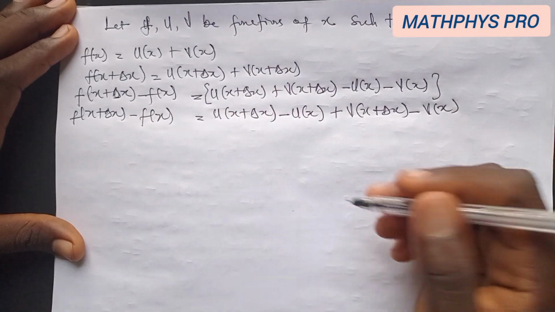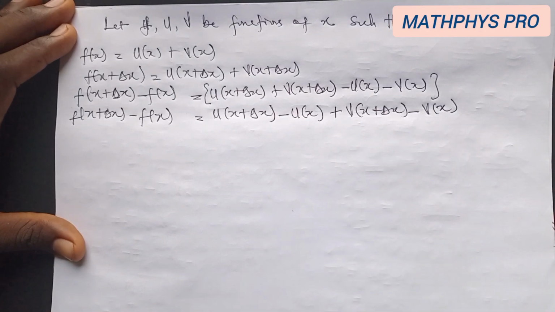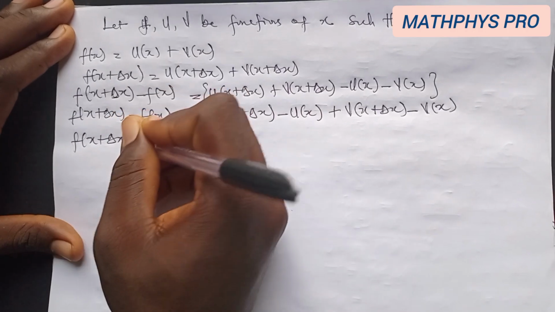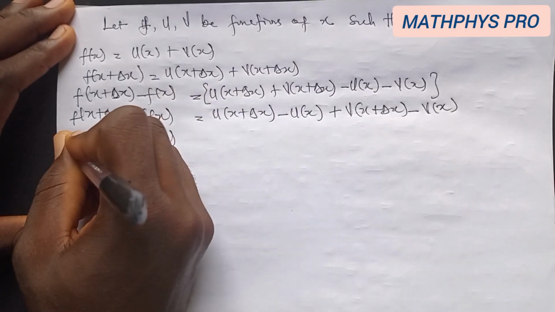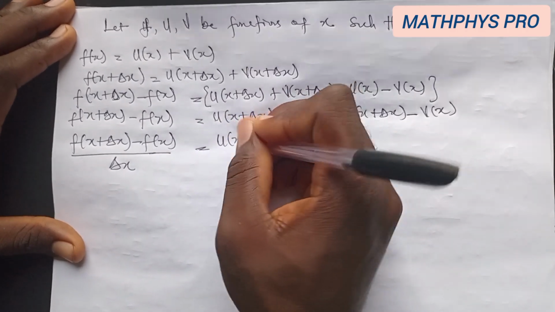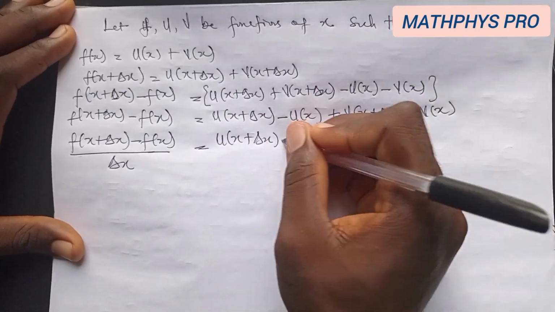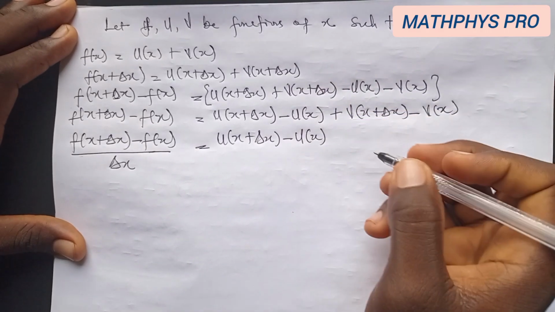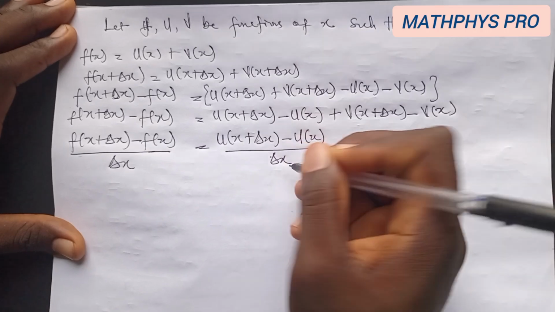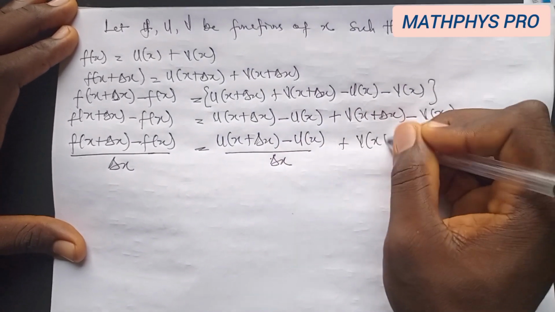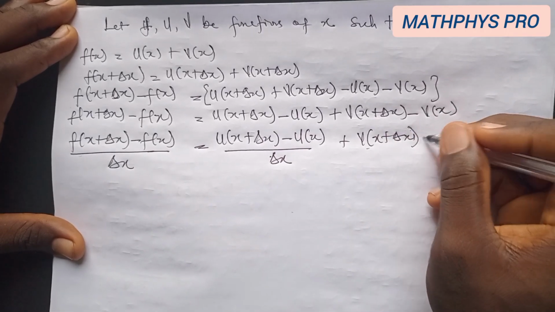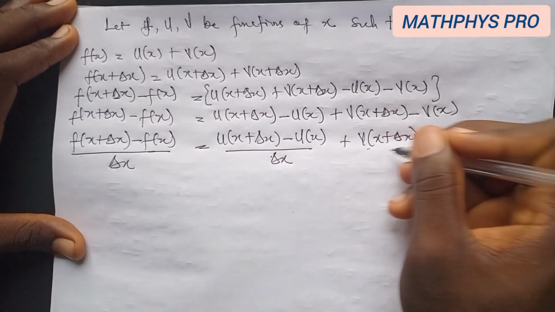So now we can divide both sides by change in x. So dividing both sides by change in x, at the left hand side, we have f of x plus change in x minus f of x divided by change in x. So at the right hand side, we have u of x plus change in x minus u of x divided by change in x, plus v of x plus change in x minus v of x divided by change in x.